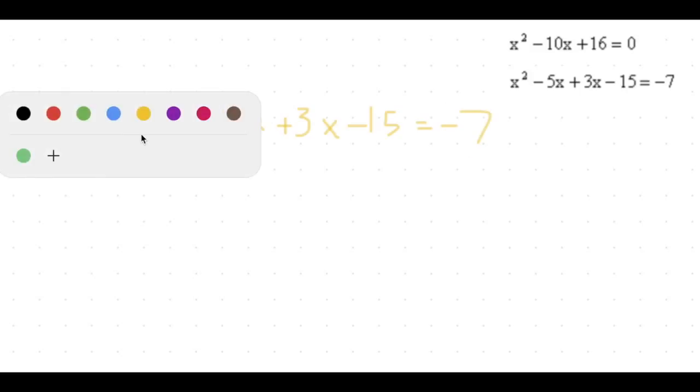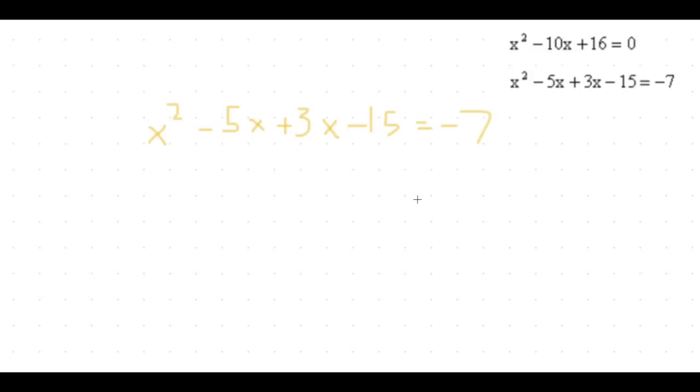So we have our marker, and let's just go ahead and write out our x squared minus 5x plus 3x minus 15 equals negative 7. And what you might be thinking is, what should I be doing in this scenario?